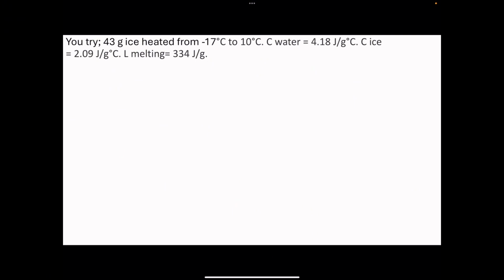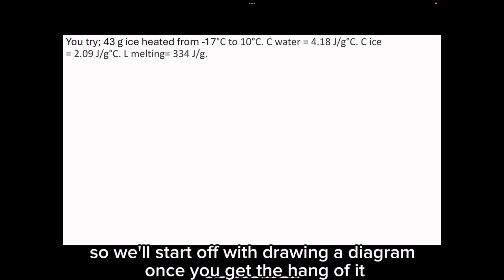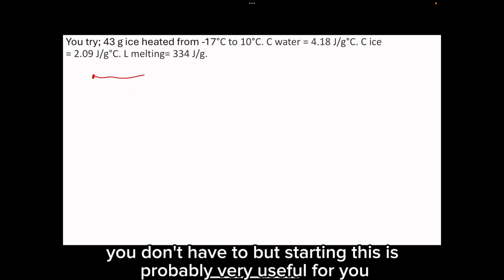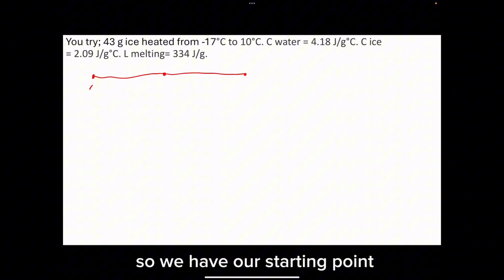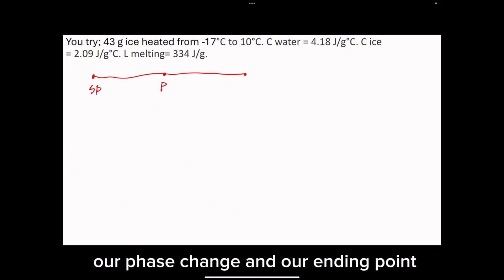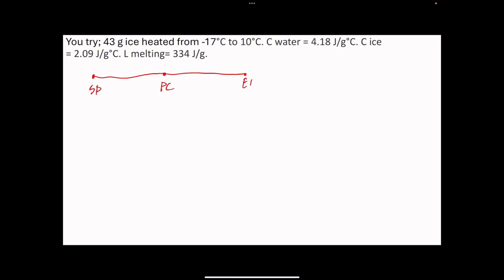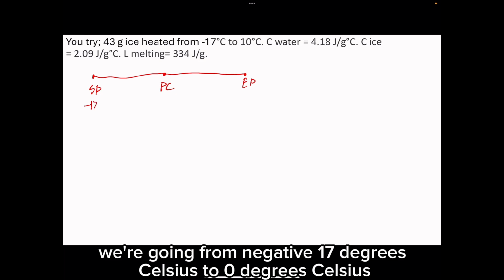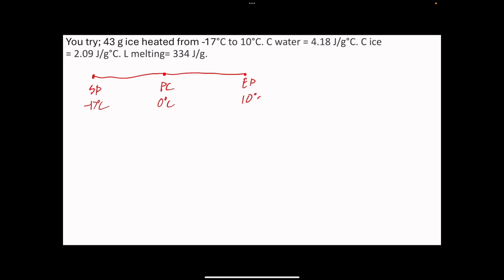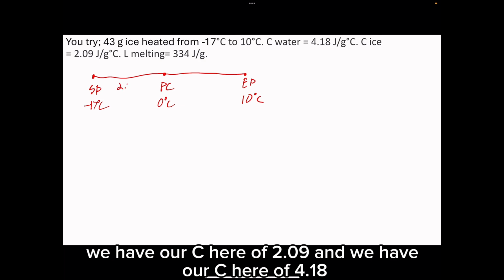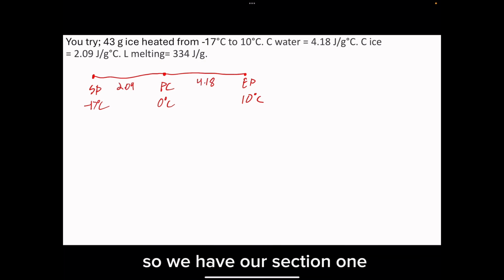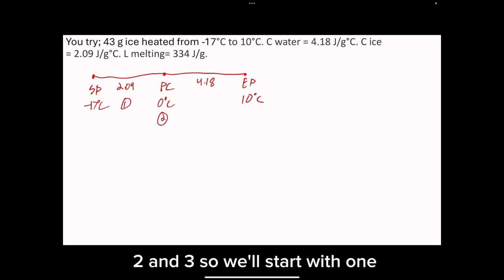Okay. So we'll start off with drawing a diagram. Once you get the hang of it, you don't have to, but starting, this is probably very useful for you. So we have our starting point, our phase change, and our ending point. We're going from negative 17 degrees Celsius to 0 degrees Celsius to 10 degrees Celsius. We have our C here of 2.09, and we have our C here of 4.18. So we have our section 1, 2, and 3.